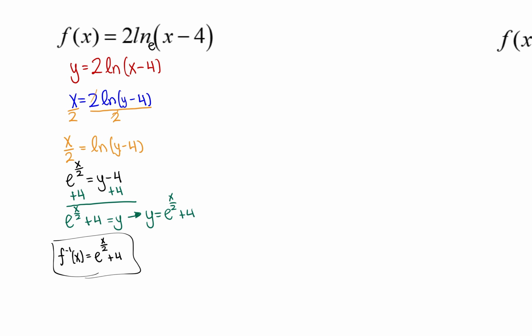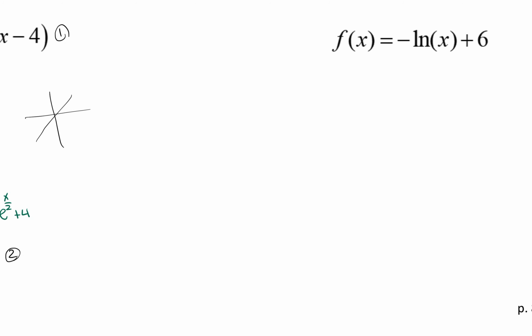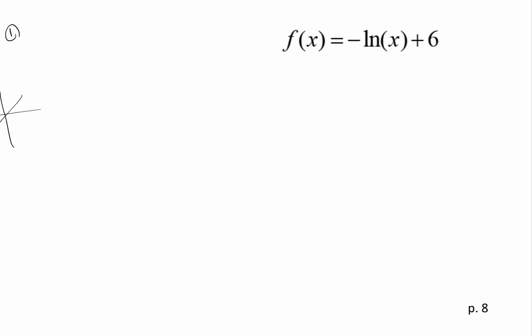Now, you can also verify that this is correctly done by simply typing the original function into Desmos, the inverse function into Desmos, and y equals x, and if you see symmetry across the line y equals x, then you did it correctly. If you do not see any symmetry, then most likely something went wrong. Okay, let's move on to our last question.